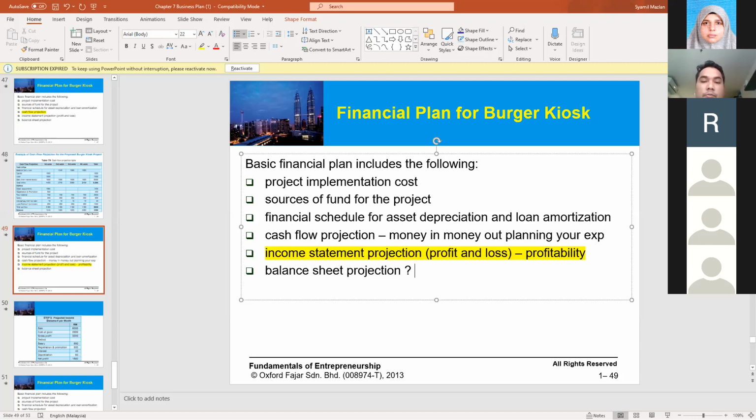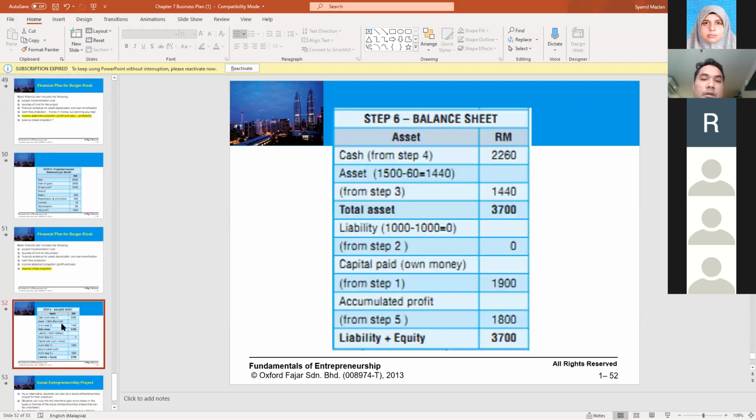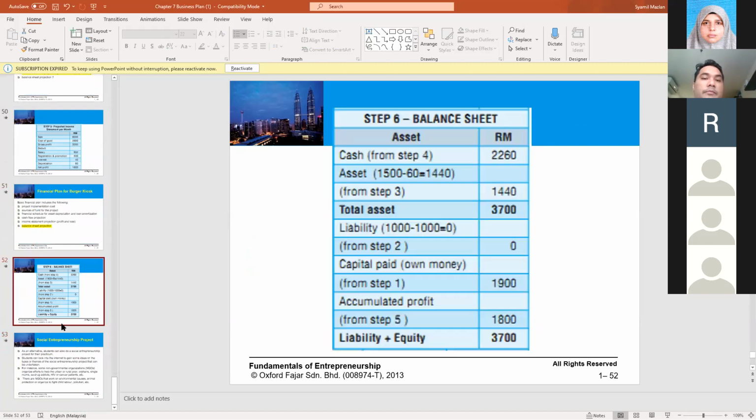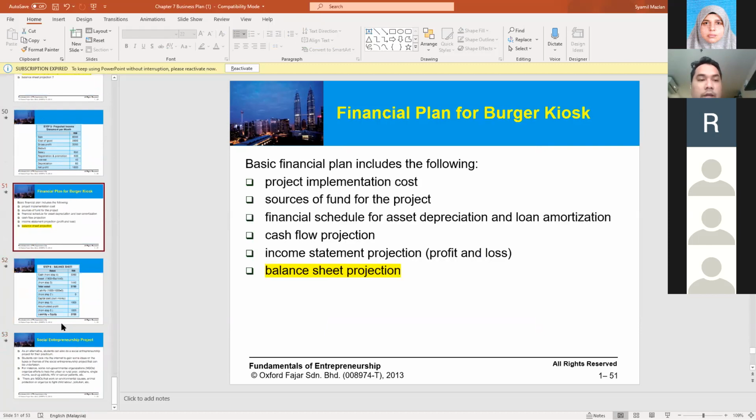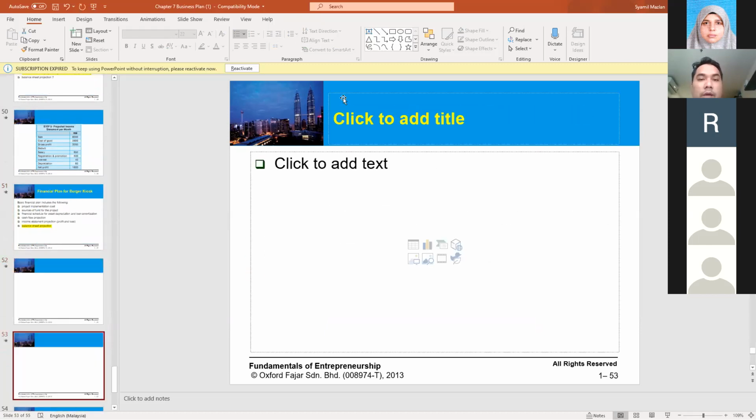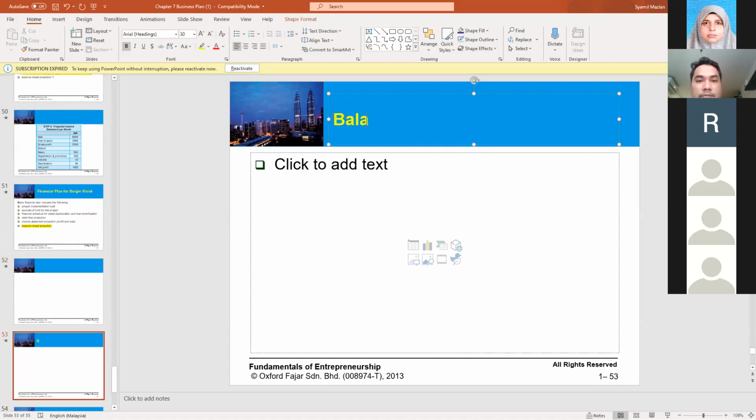Okay, how about the balance sheet projection? What is the purpose of the balance sheet projection? Okay. So for the balance sheet projection, there are two types of balance sheet report.